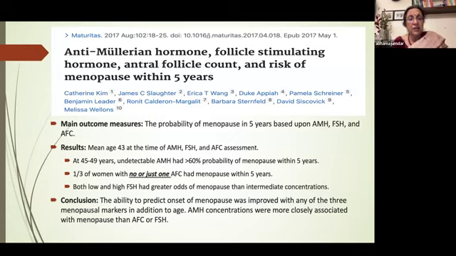So the conclusion is that the ability to predict onset of menopause was improved with any of the 3 menopausal markers in addition to age. AMH concentrations were more closely associated with menopause than AFC or FSH.